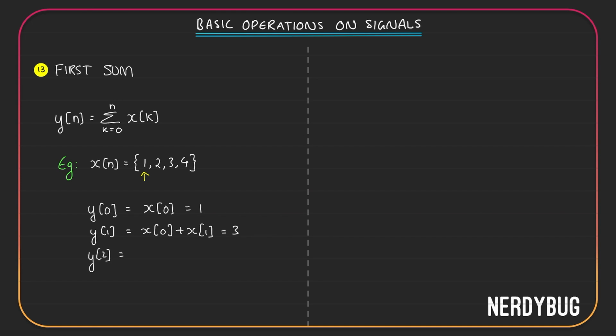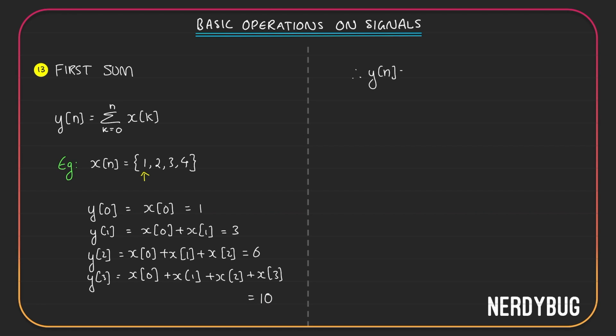And y of 2 will be x of 0 plus x of 1 plus x of 2. That is 1 plus 2 plus 3. So 6. Y of 3 will be x of 0 plus x of 1 plus x of 2 and obviously plus x of 3. That is 1 plus 2 plus 3 plus 4, and that is 10. We can write our final answer. Y of n is 1, 3, 6, 10, and the 0th term has to be marked. It is 1.